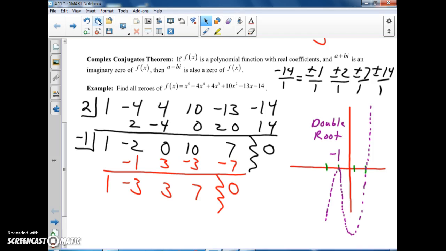So when you say, oh my gosh, I don't see anything else, look, it's going up, hitting the x-axis, and then bouncing right off of it and going back down. That's what we call a double root. You're going to count that number twice. Making sense? So what am I going to put in the box then? Another -1. I'm going to put another -1 in there and go do synthetic.